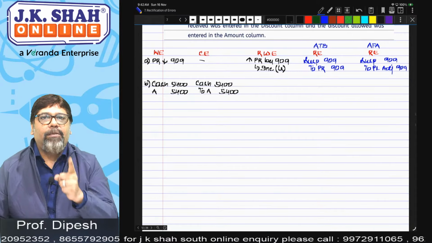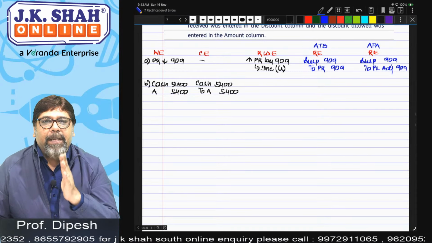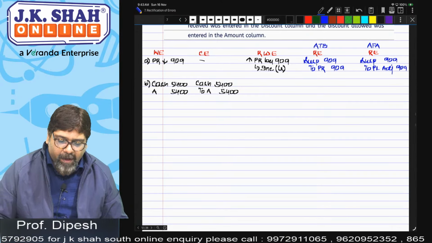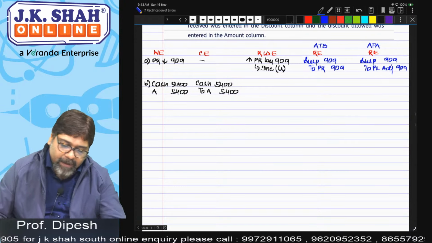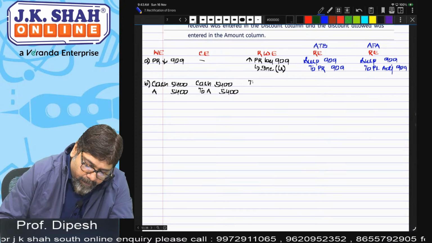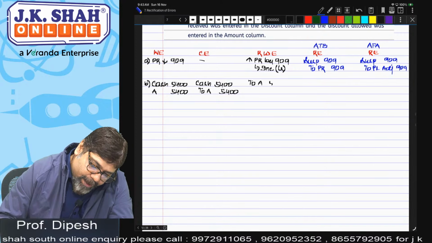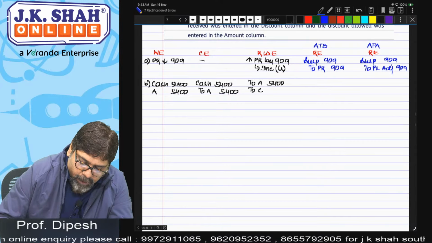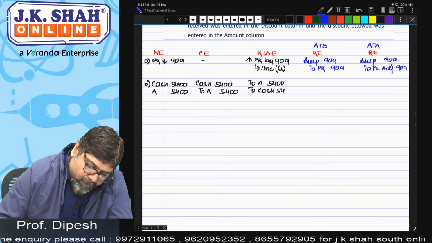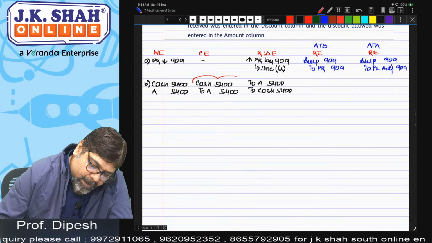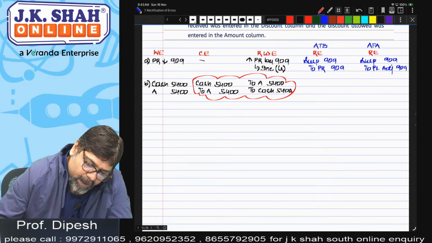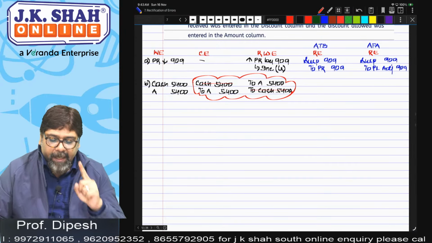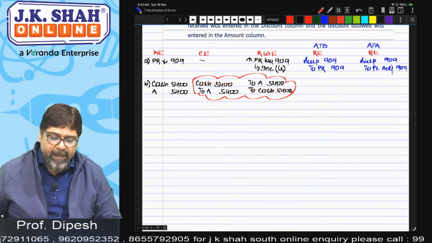Don't think that the accountant would have passed this entry. It represents the impact of wrong ledger posting. Now, Chartered, reverse it. To A 5,400 to cash 5,400. Now combine these two entries, the correct entry and the reverse of wrong. Cash debit, cash credit nullified. A credit 5,400, A credit 5,400.